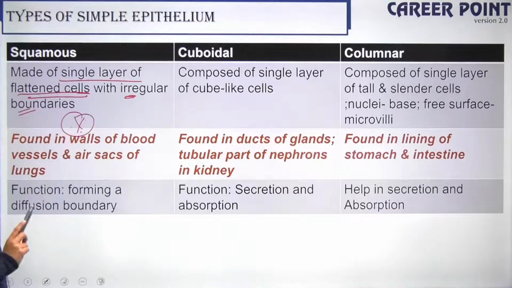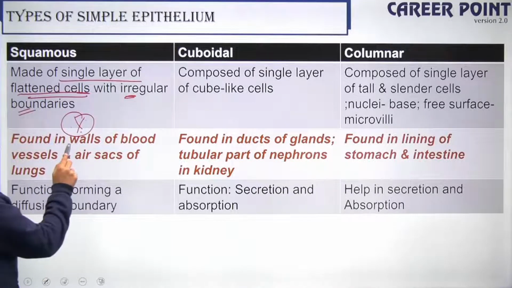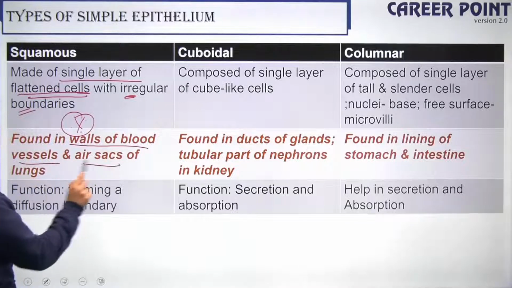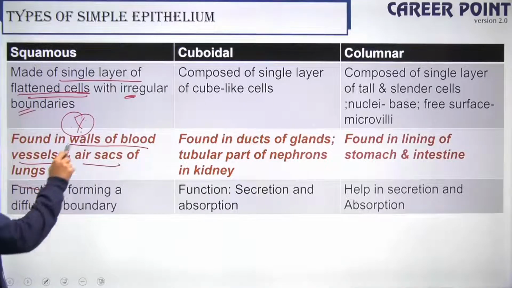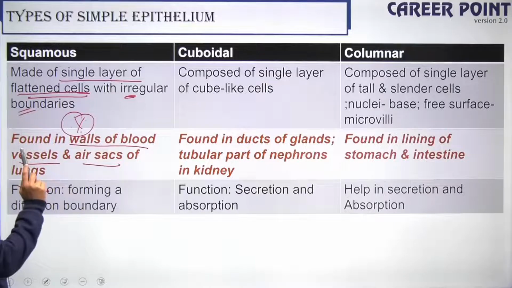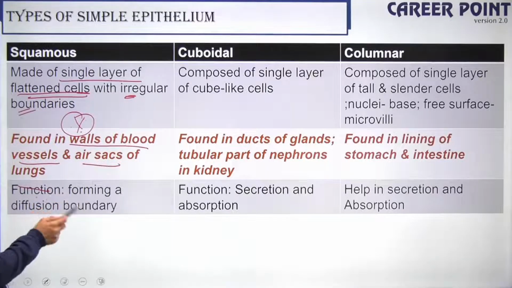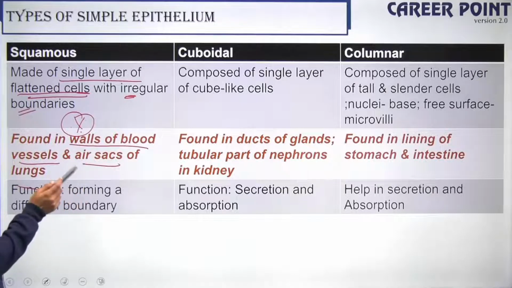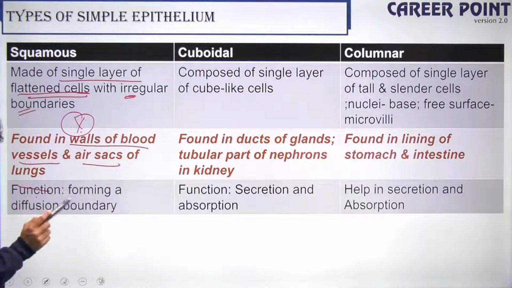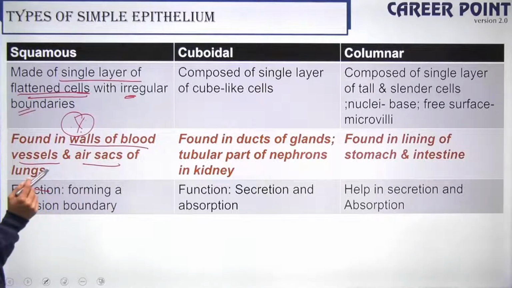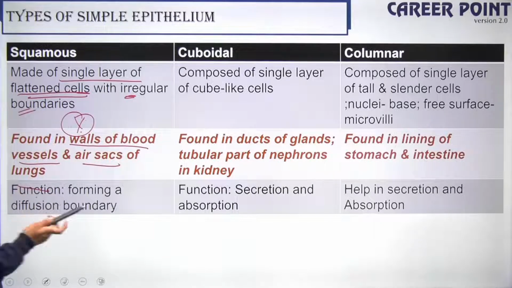So where is your squamous epithelium found? It is found in the walls of blood vessels and air sacs of the lungs. All right. What is the function it performs? It forms a diffusion boundary. Of course, when it is present in the air sac, it has to diffuse the gases. So it is the process of simple diffusion. Your oxygen and your carbon dioxide get exchanged in your alveolar surface and in your blood vessels, right? Yes, so you have two exchange sites happening. So that is the function of your squamous epithelium.